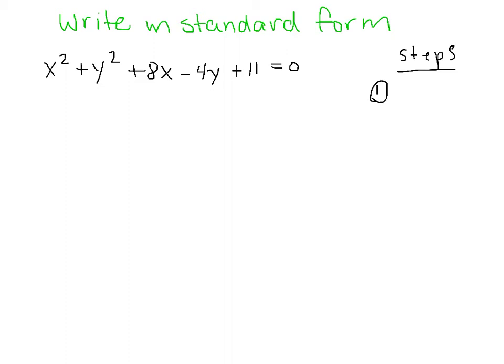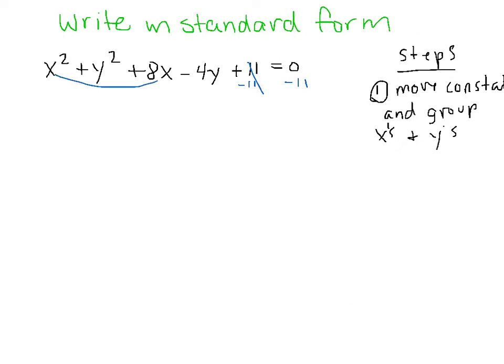So the first thing you're going to do is move the constant and group x's and y's. And I'll explain what that means in a second. So the first thing we're going to do is move this constant over, so we're going to subtract 11 to the other side. And then we're going to group. So we're going to put my x's together and my y's together in order. So we're going to go x squared plus 8x plus y squared minus 4y equals negative 11.